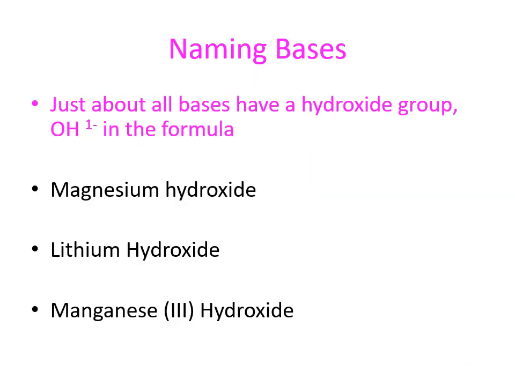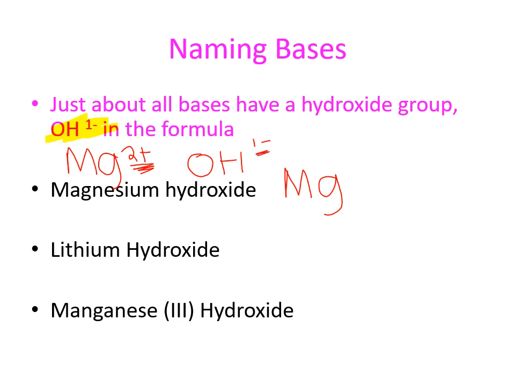And then naming bases. Just about every base has a hydroxide group, which is OH 1 negative, and remember that's a polyatomic ion, so those stay together in the formula. If we were to write these formulas, magnesium hydroxide: magnesium is 2 plus, hydroxide, OH, 1 negative. Because of this 2 here, 1 here, OH has to be in parentheses, and you put the 2 outside of it.